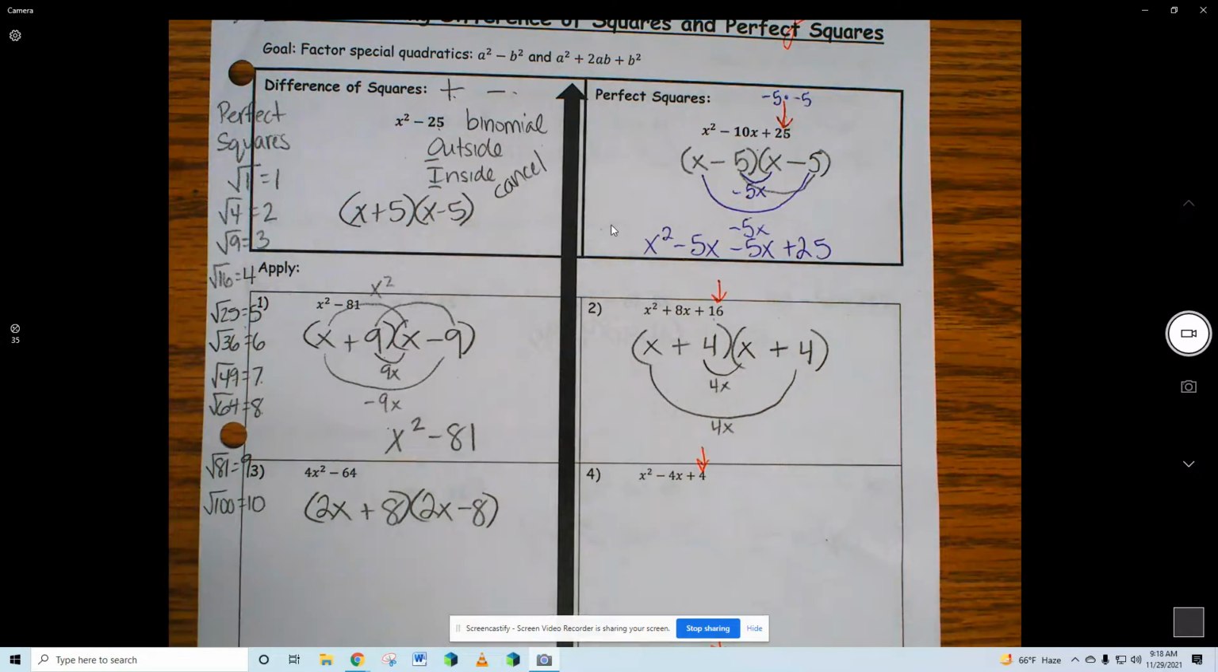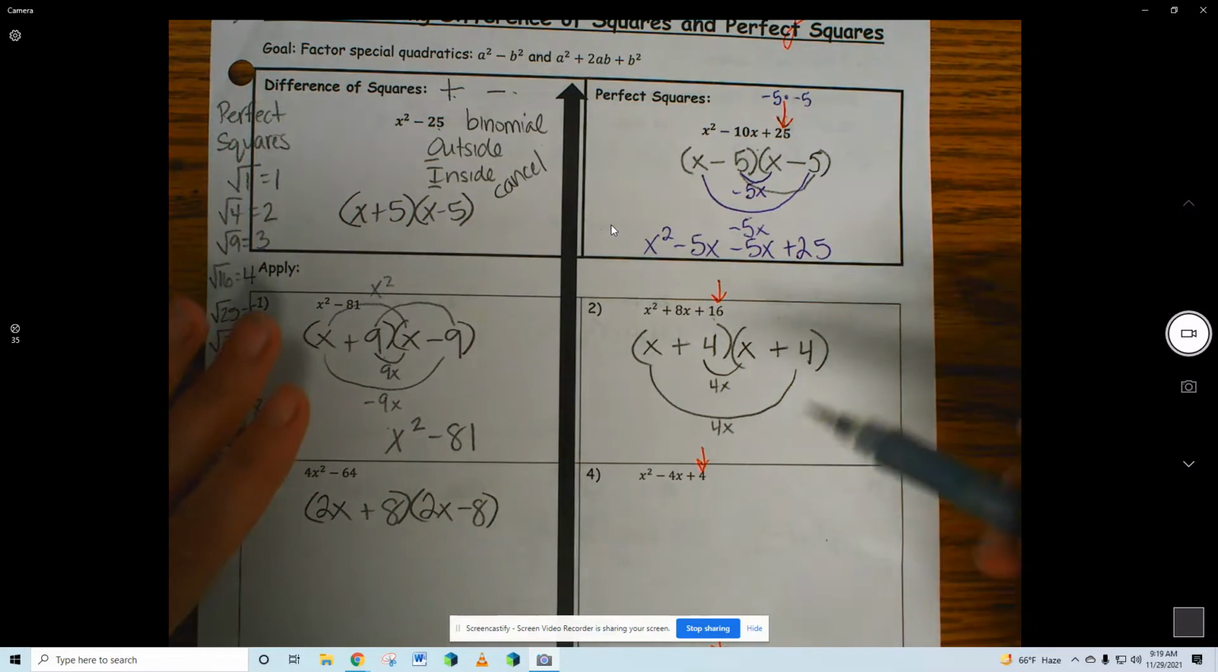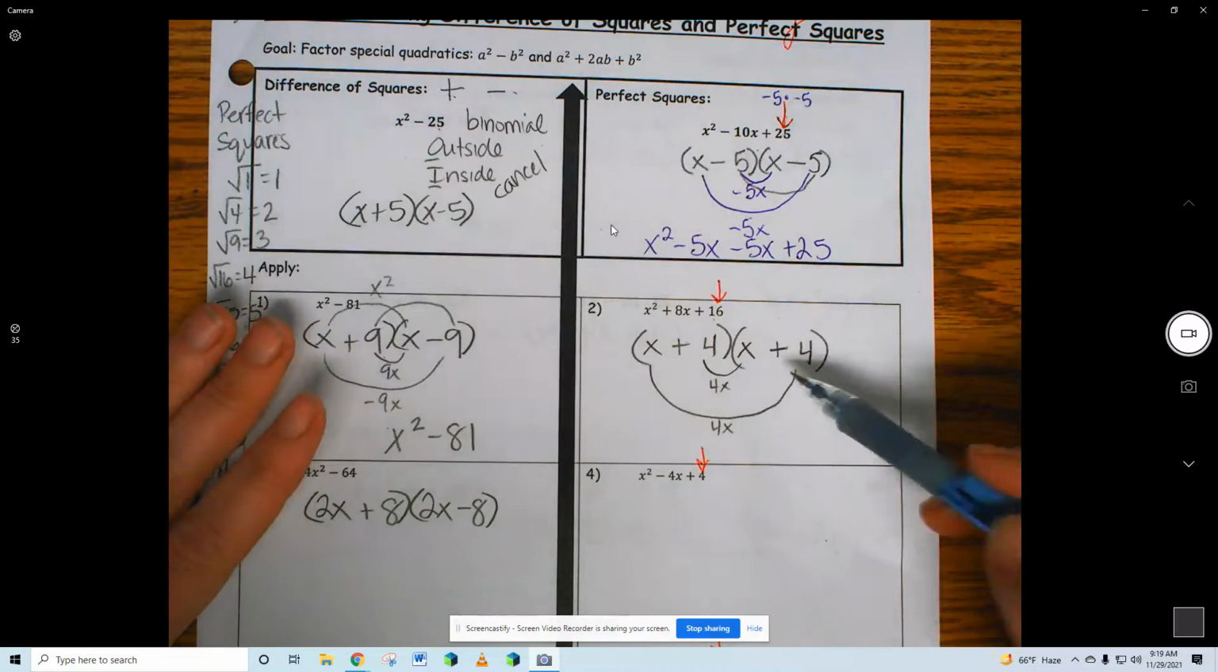So do a little check. There's no negative signs in my math problem at all. That means everything's going to be positive. The math problem is positive, and my answers are going to have positive signs in it. Okay? So, all right, the answer is done. X plus 4, x plus 4.